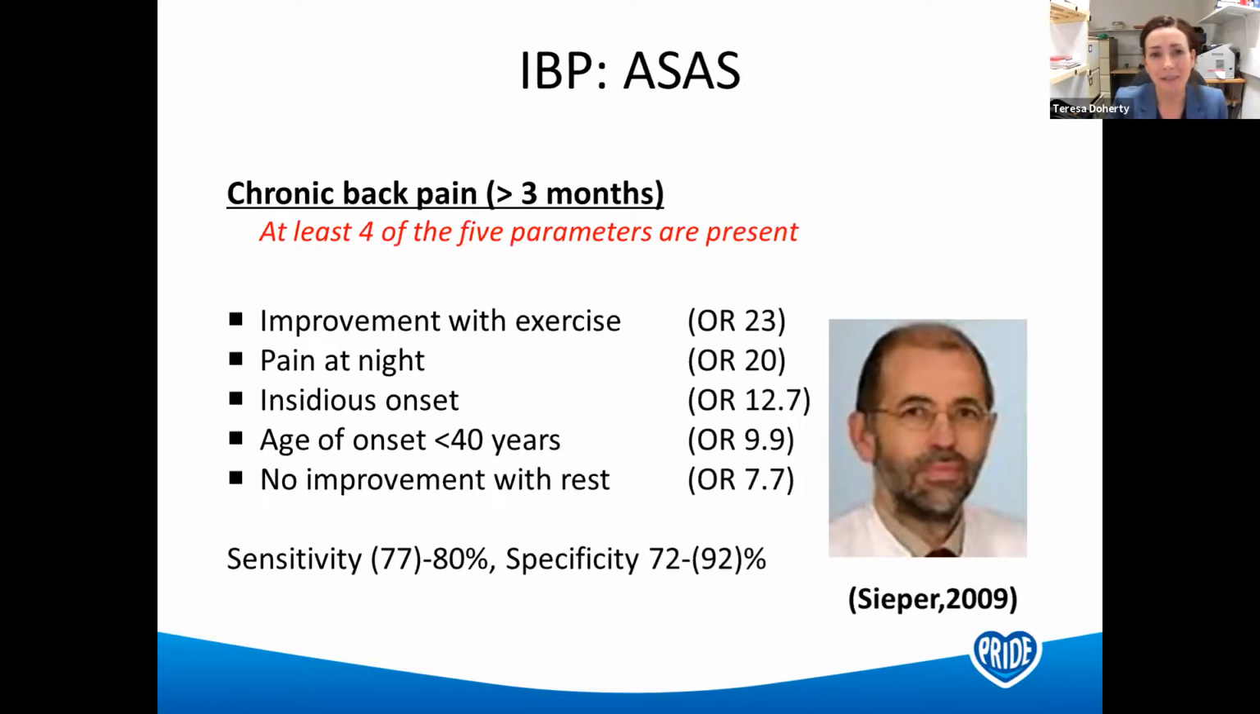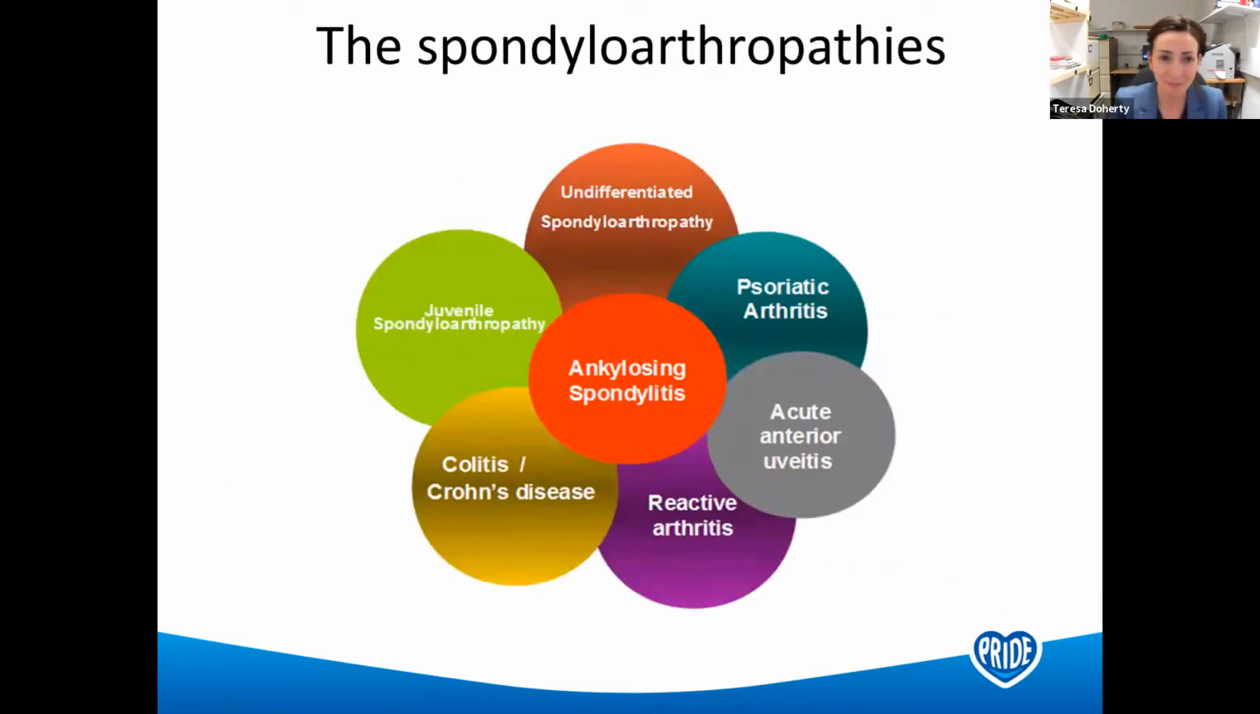The latest inflammatory back pain scoring criteria is chronic back pain again, and at least 4 of these: improvement with exercise, pain at night, insidious onset, age less than 40 years, and no improvement with rest. You can see they're quite repetitive. There's a lot of science behind them going into sensitivity and specificity, but a lot of them are saying the same things.